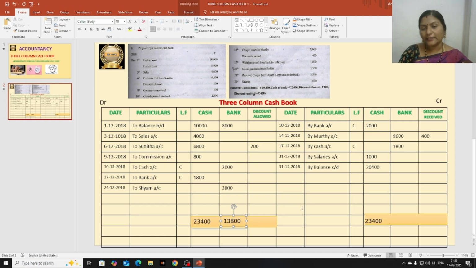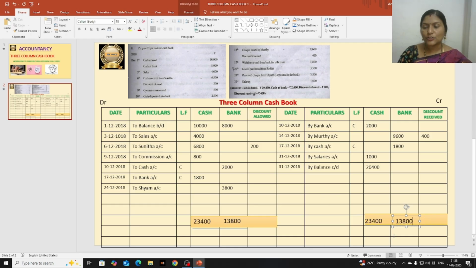Why am I writing 13,800 here in totals? Because the debit side amount is more. Whatever amount is more should be recorded on both sides in totals. So the debit side amount 13,800 is more than 11,400, which is the credit side amount. So on both sides I am going to write 13,800 only, in the bank column.